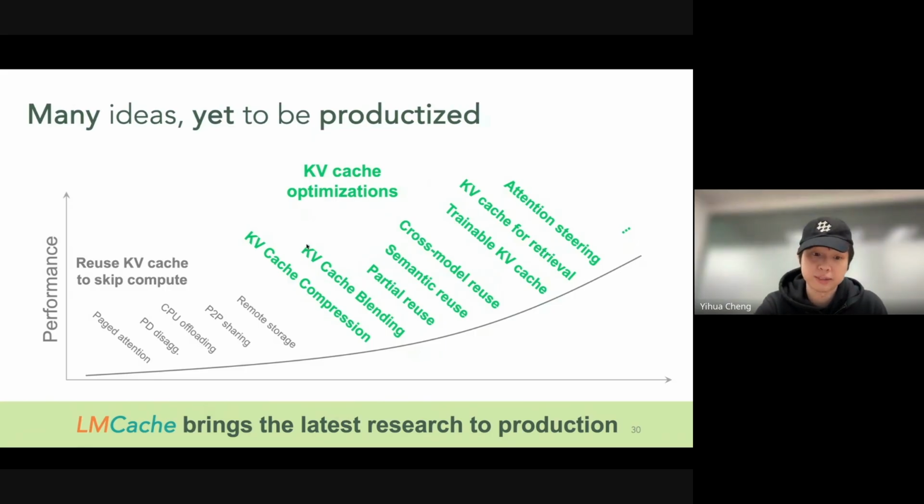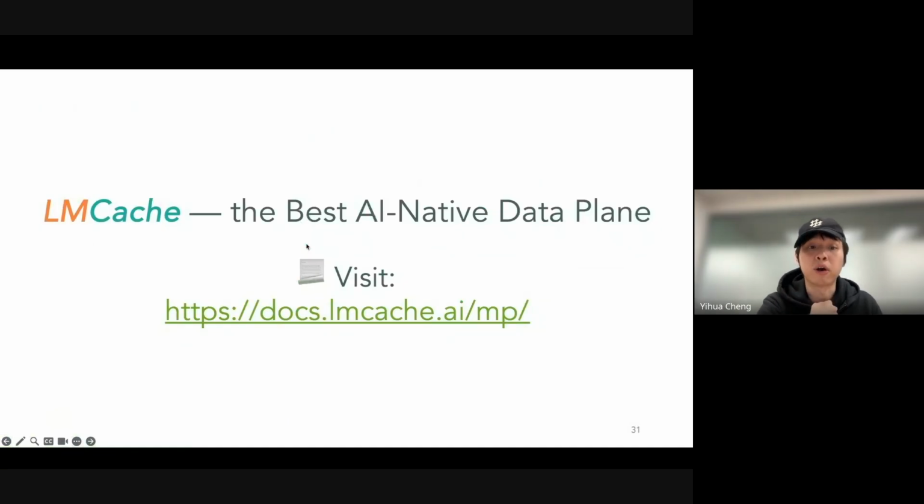achieve better output quality. So by building LMCache, our long-term vision is that we want to make LMCache a platform to bring all those latest research ideas and fancy KV cache optimizations into production. People can test their ideas and land them into production, and industry people will be able to benefit from all the latest advanced KV cache research by using LMCache very easily. That's the long-term goal of LMCache. We want to build the best AI native data plane.